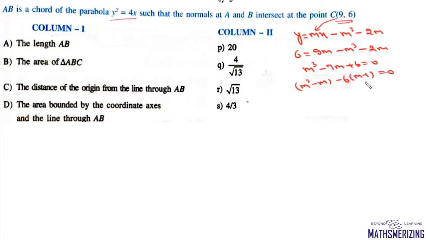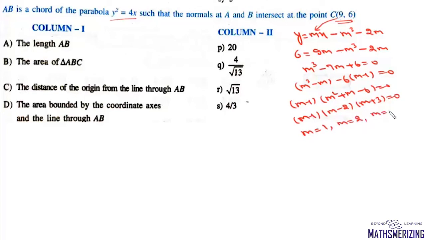So we'll write this as m cube minus m and then minus 6m minus 1 equals to 0. So we can take m minus 1 common, and then we'll get m square plus m minus 6 equals to 0. So it'll be m minus 1 and then m minus 2, m plus 3 equals to 0. So we'll get three values of m. Either the value of m is 1 or m is 2 or the value of m is minus 3. So these 3 points represent co-normal points and their slopes are 1, 2 and minus 3.